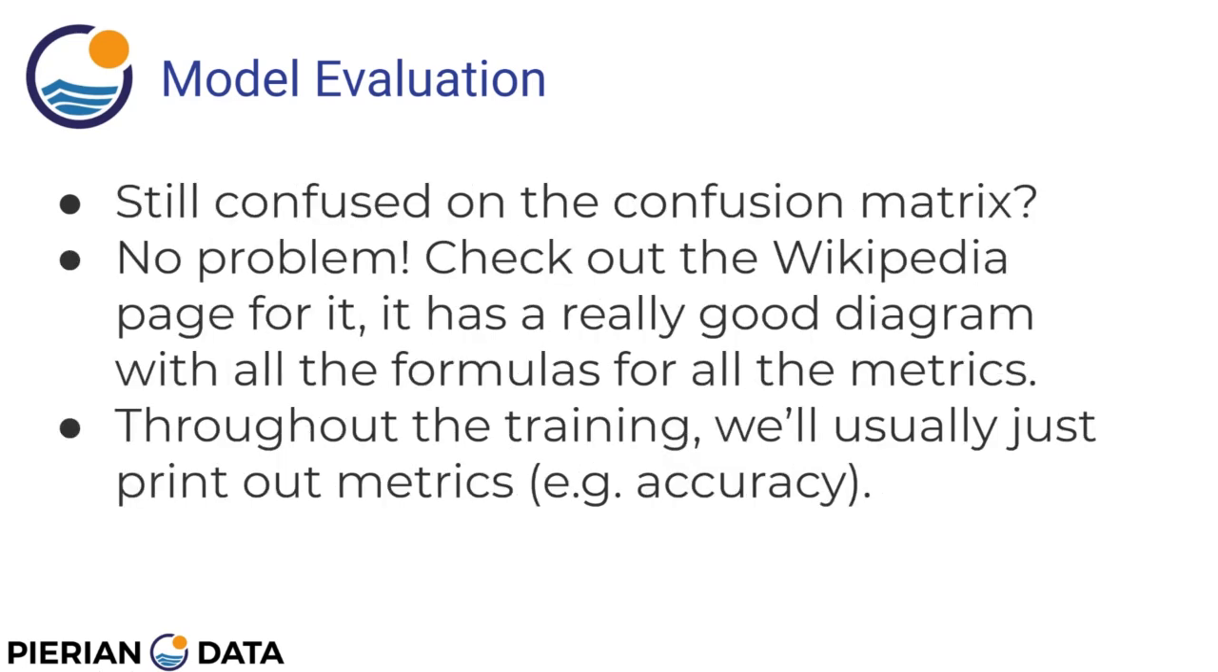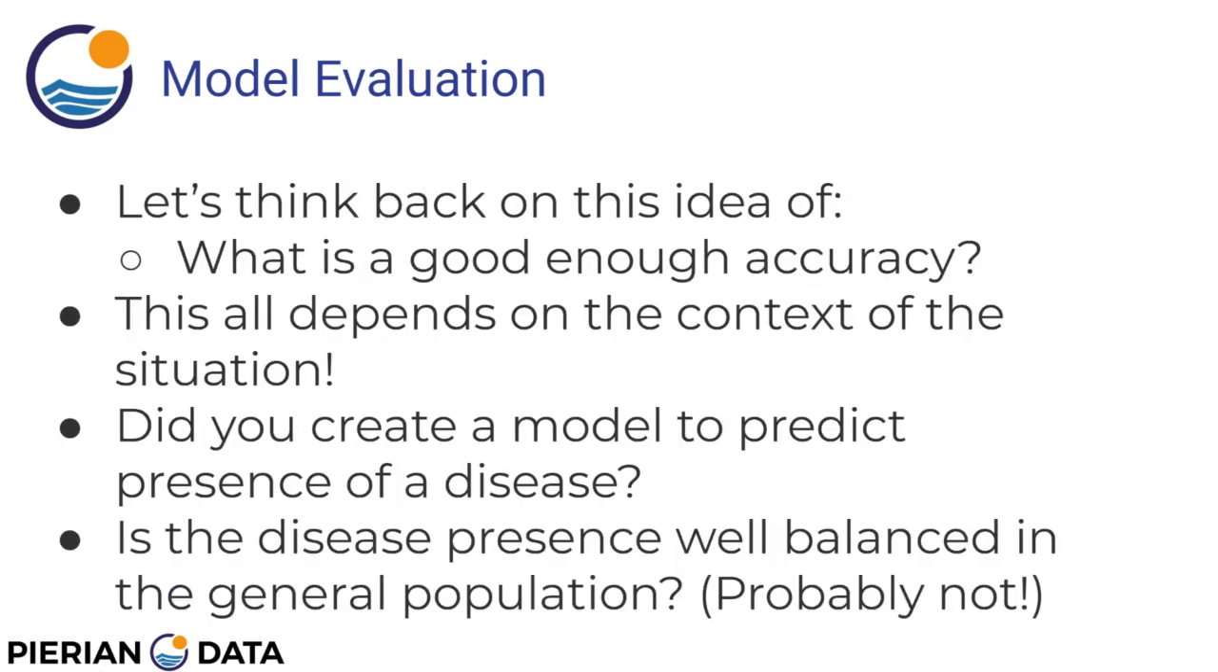Now, if you're still confused on the confusion matrix, it's no problem. Check out the Wikipedia page for it. It has a really good diagram with all the formulas for all the metrics. And throughout the training in this course, we're usually just going to print out metrics, such as basic accuracy. Now, before we finish off this lecture, I want to go back to that initial question I mentioned.